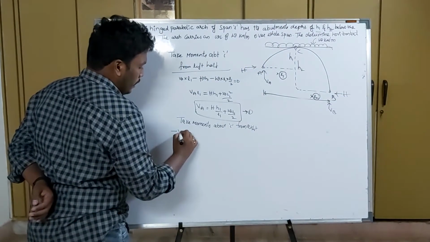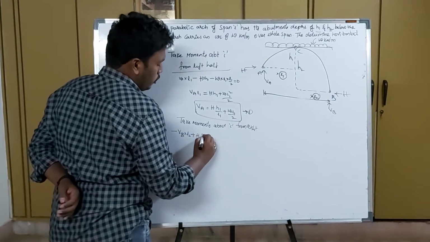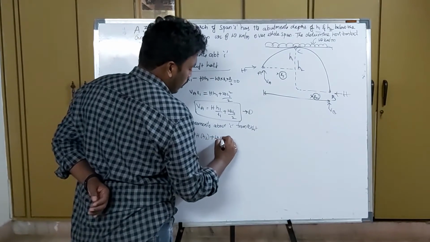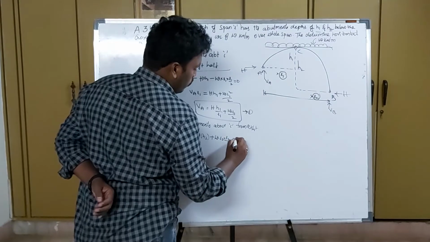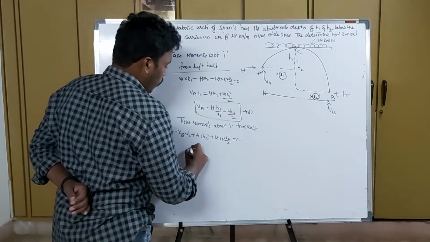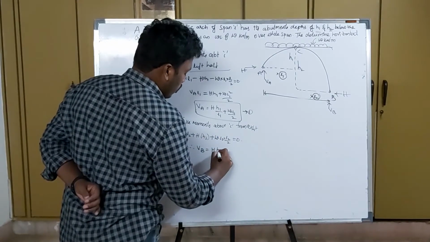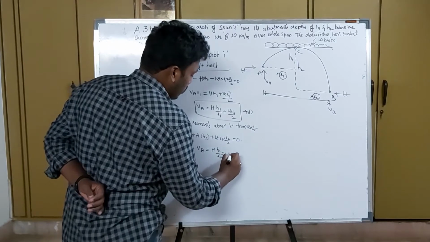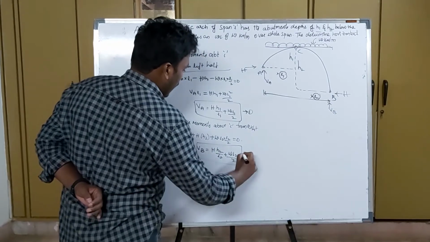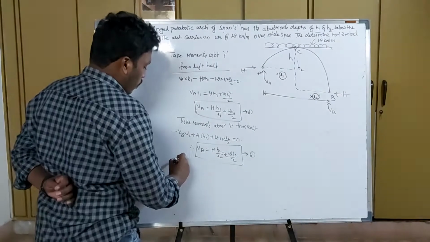So minus VB into L2 plus H into H2 plus W into L2 into L2 by 2, which should be equal to 0, which resembles like this, you can see. Therefore VB can be written similarly as H into H2 by L2 plus W L2 by 2. This will be the equation for VB.